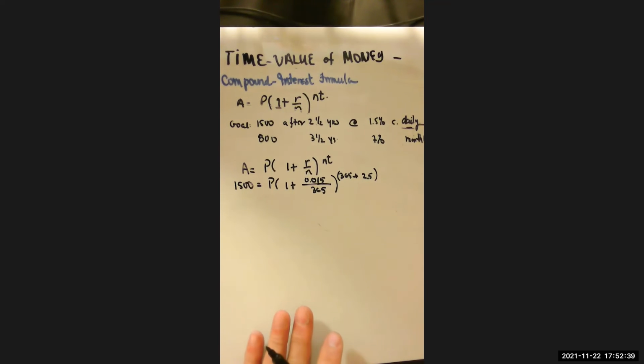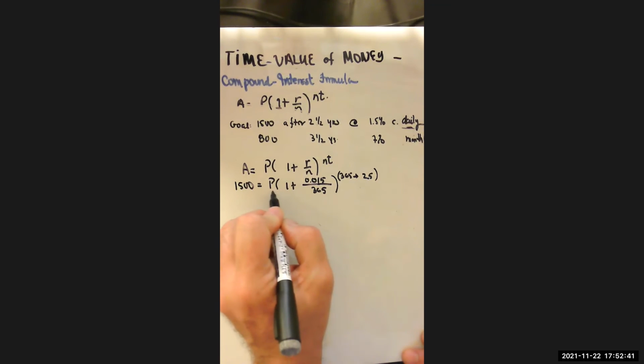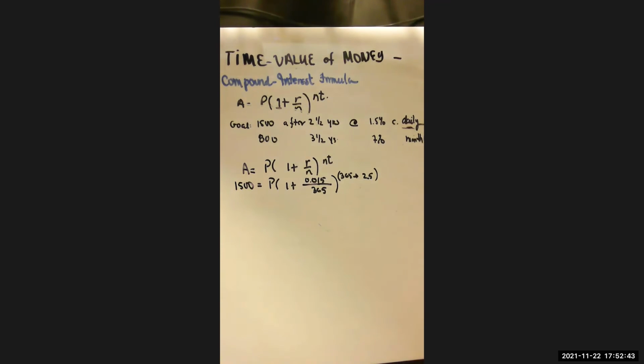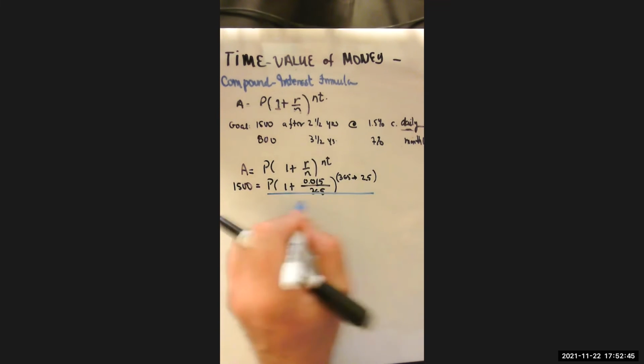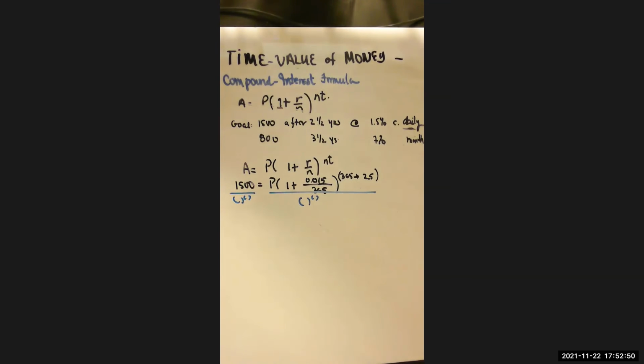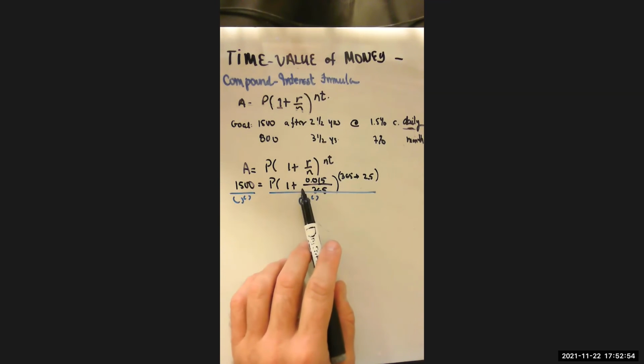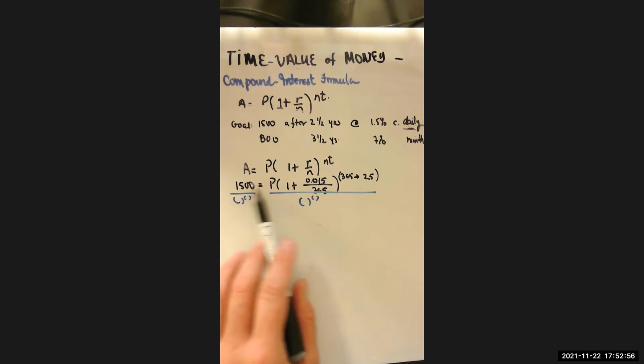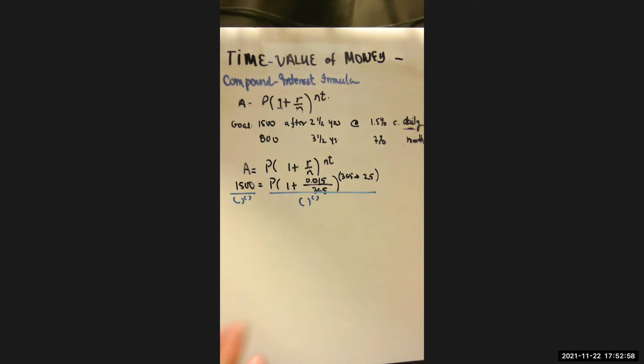Okay. And of course, if I'm going to solve for P, we just need to divide the 1,500 by all of this quantity that is in parentheses. So we divide if you're looking for P. So let's go ahead and first calculate this number, and then we do 1,500 divided by that particular number. So let's go ahead and look for the calculator.